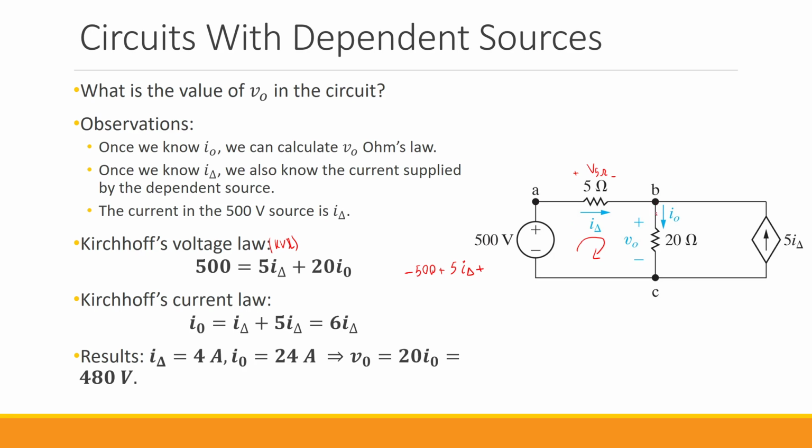And now the last part, the last element in this closed loop is this 20 ohm resistor, which has the current I0 and the value for the resistance is 20. So the voltage across it is going to be 20 multiplied by I0 based on Ohm's law. And the algebraic summation of all of these voltages is going to be 0.